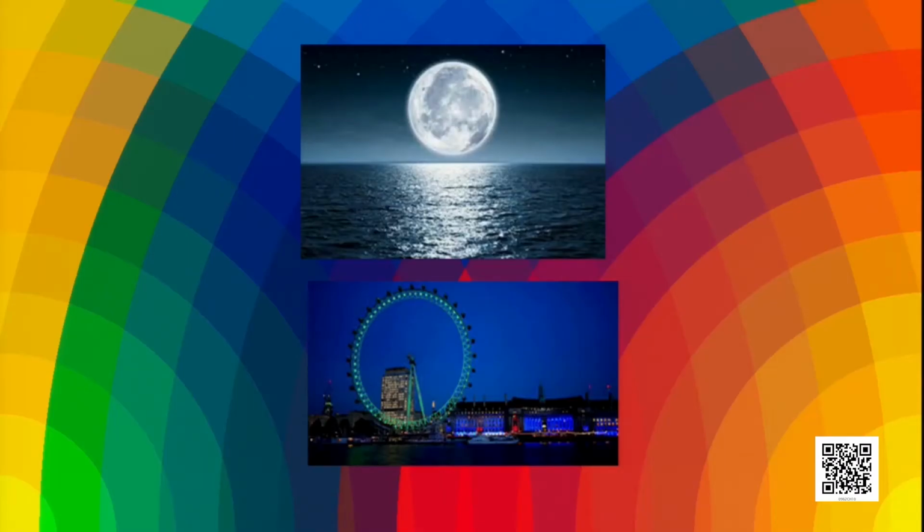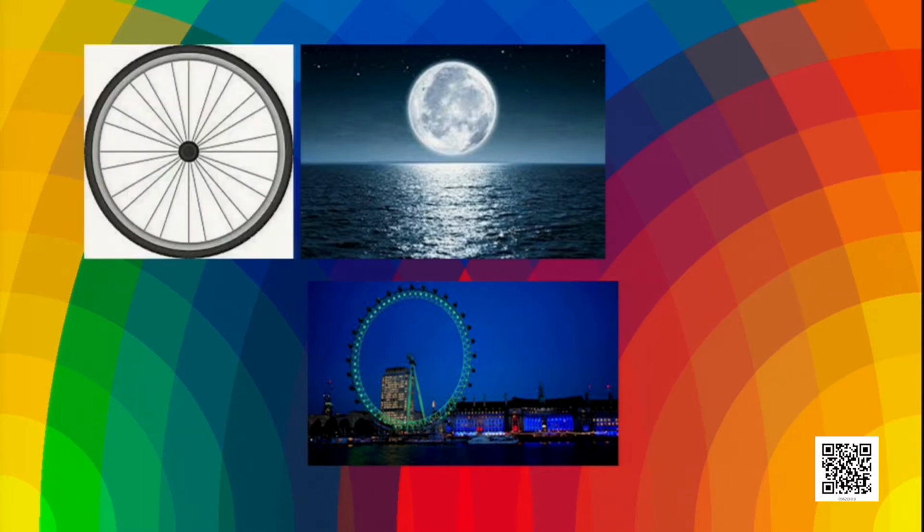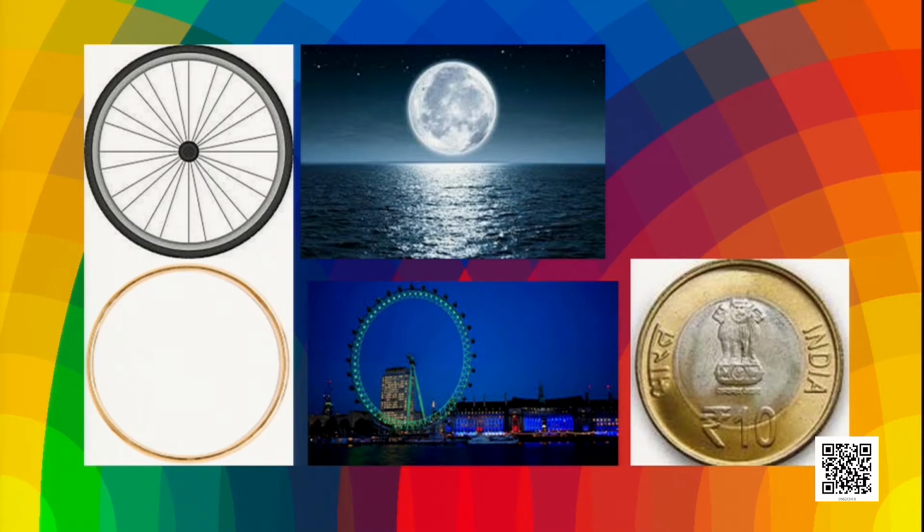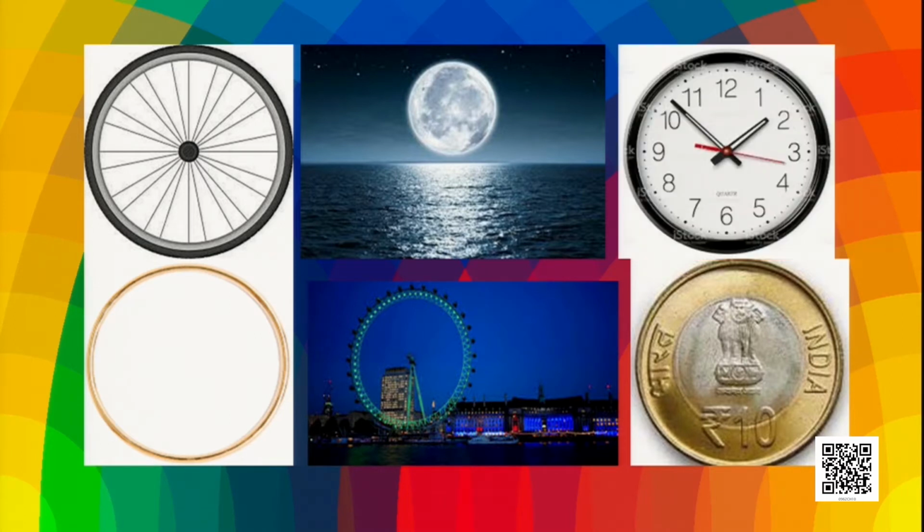As you see, the upper one is a picture of the moon as we see from earth, a full moon. And the second one is a giant wheel. Let's see some other objects. Here is a wheel of a cycle, then a 10 rupee coin, a bangle, and a round shaped clock.